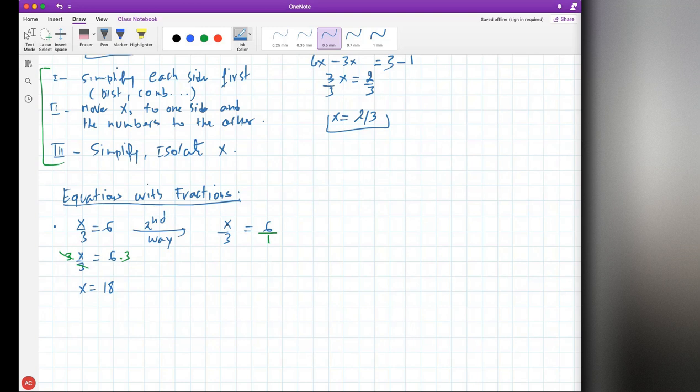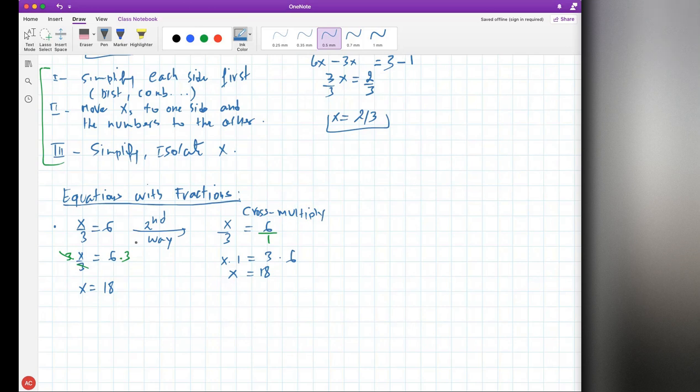So we're going to do x times 1 and 3 times 6. Okay, so we cross multiply: x times 1 is x. And again, 3 times 6 would be 18. As you can see, we get the same answer here. Here we use the multiplication property, but here we cross multiply. Cross multiply, that's how we got this.